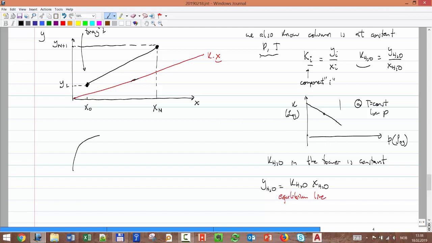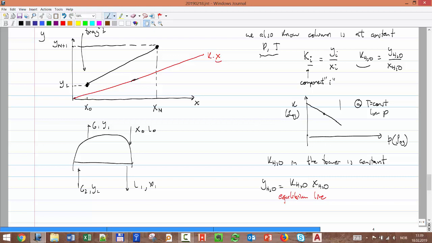Okay, so let's look at the first tray. We have a tray here. Coming out of the tray is G1, y1. Coming into the tray is L0, x0, and coming out of the tray is L1, x1. Coming into the tray is G2, y2. Which ones were in thermodynamic equilibrium, if you remember? These two I'm mixing, right? And then I'm taking two which are in thermodynamic equilibrium, which are these two.